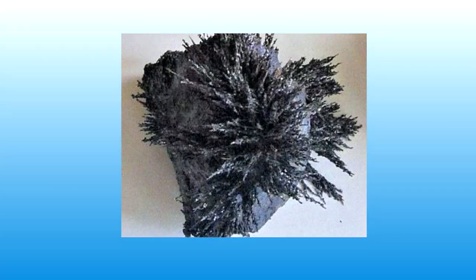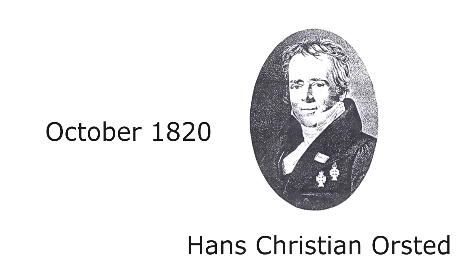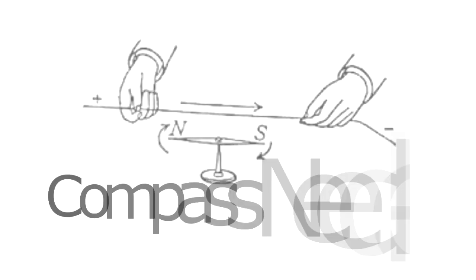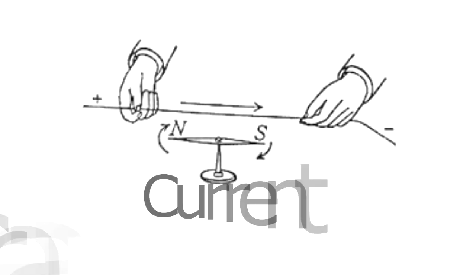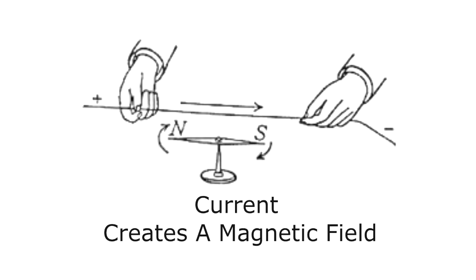For thousands of years, the only known sources of magnetic fields were certain iron ores like lodestone and other materials that had been accidentally or deliberately magnetized. Well, that all changed in October 1820 when Hans Christian Ørsted accidentally discovered that an electric current produces a magnetic field. He noticed that a compass needle was deflected near a wire and moved when an electric current passed through it. This suggested that the current in the wire was producing a magnetic field that affected the compass.